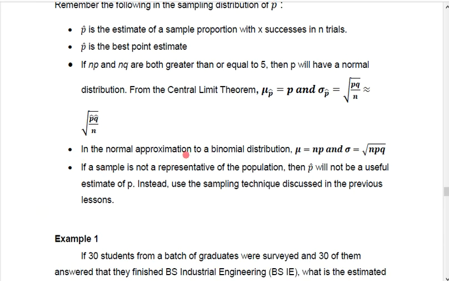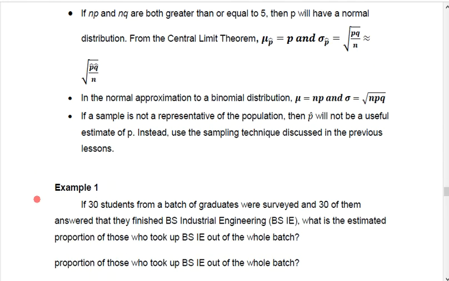In the normal approximation of a binomial distribution, mean is equals to NP and standard deviation is equals to the square root of N P and Q, or N multiplied by P multiplied by Q. Okay? If a sample is not representative of the population, then P hat will not be a useful estimate of P. Instead, use the sampling technique discussed in the previous lesson.